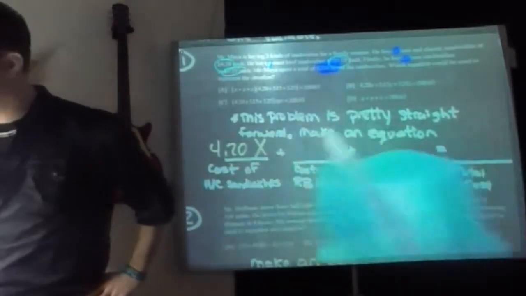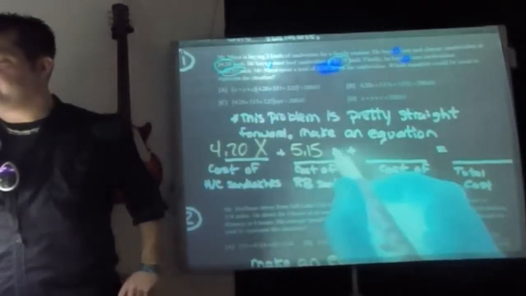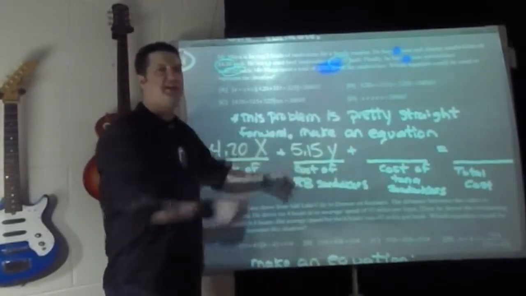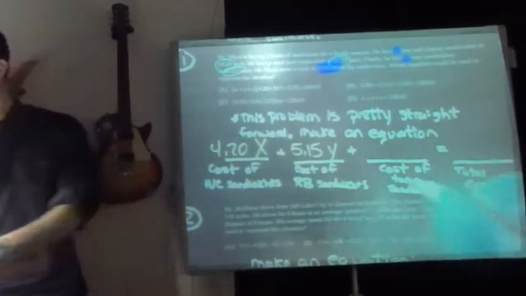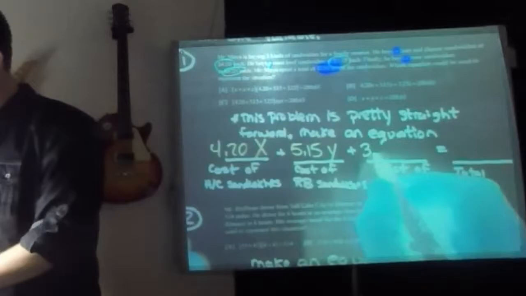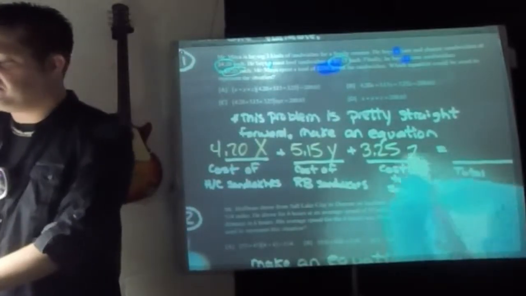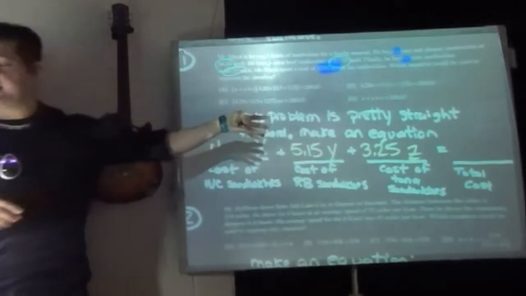All right, the cost of roast beef. How much did roast beef cost? $5.15. We don't know how many he bought, so we use a letter. If he bought 1 of them, he spent $5.15 here. If he bought 2 of them, he spent $10.30 here. Just like that. Tuna sandwiches. What's the cost? $3.25. How many did he buy? Z. I don't know what Z is. We're not trying to figure out what Z is. Z is however many he bought.